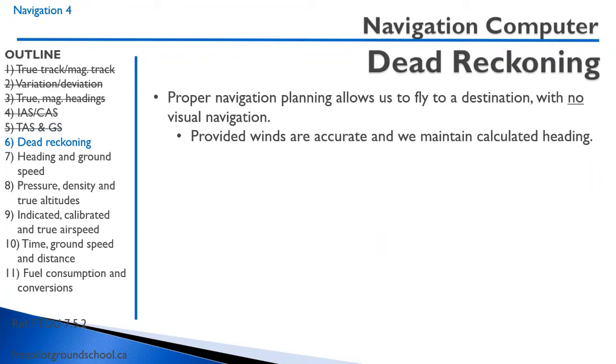We can talk about dead reckoning. Dead reckoning is what we can use that allows us to fly to a destination with no visual navigation, provided the winds are accurate and we maintain the calculated heading. So we always use kind of a combination of pilotage, looking at landmarks, and dead reckoning. We plan as if we had no landmarks and we just had to go out there and fly a heading based on the winds and get to our destination.